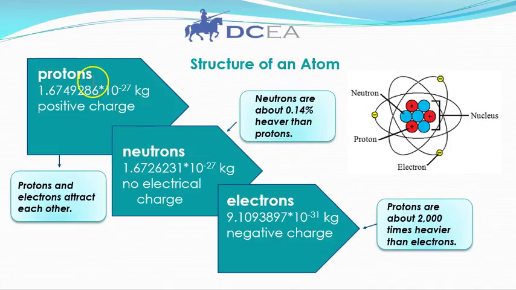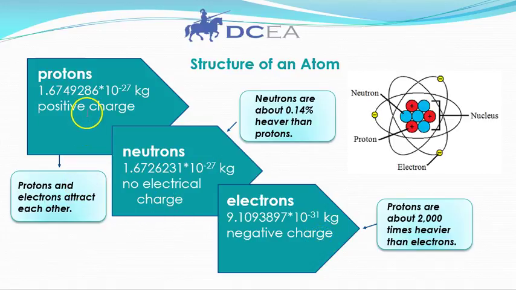The protons, I've listed their basic sizes in relation to each other. These numbers are basically unpronounceable. That's why we use scientific notation. But essentially, neutrons are about 0.14% heavier than protons, and protons are about 2,000 times heavier than electrons.